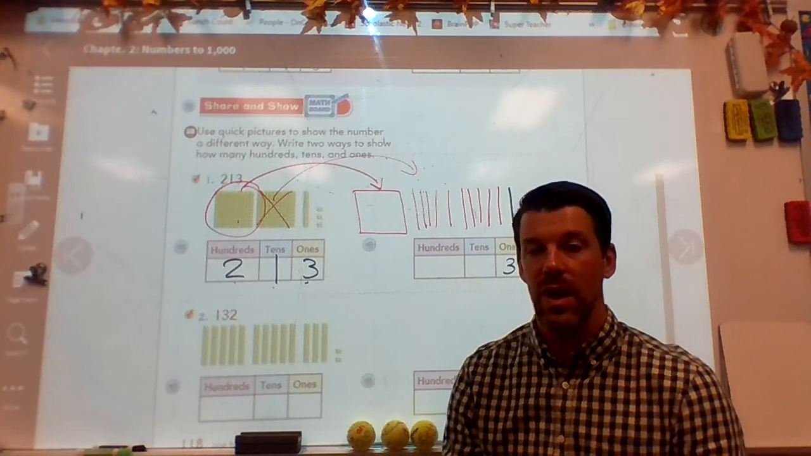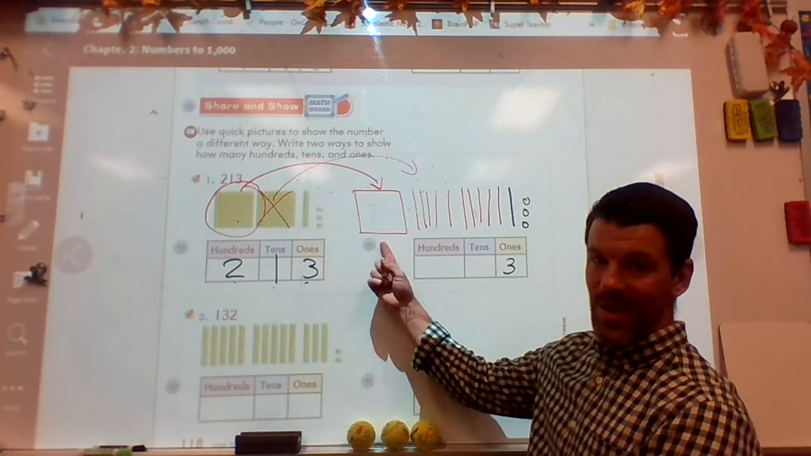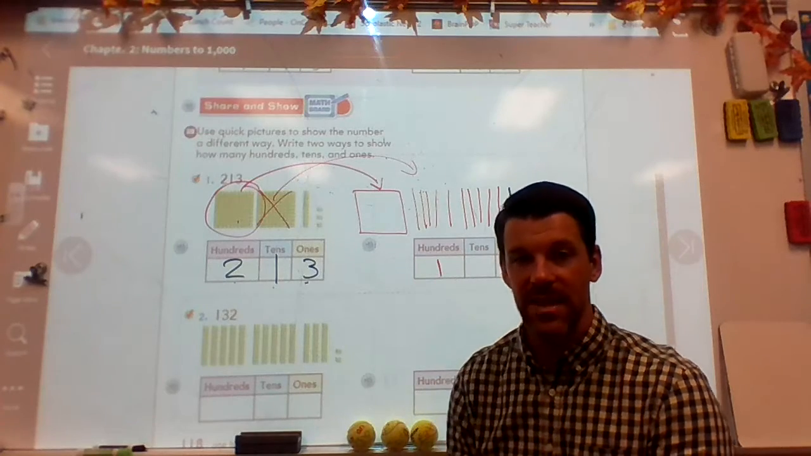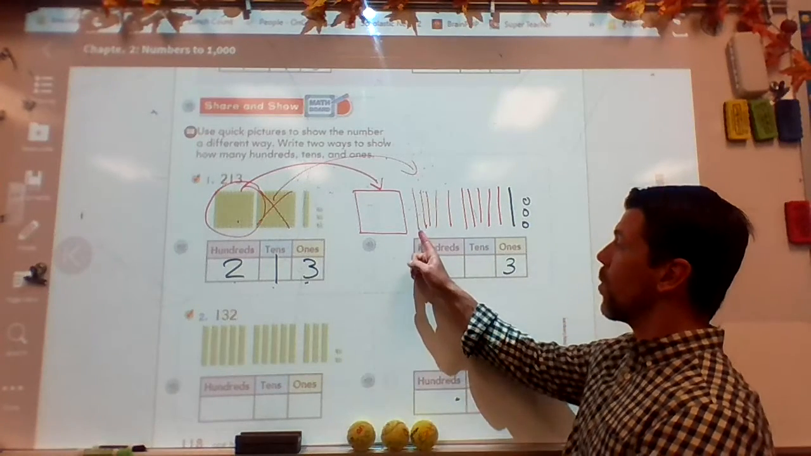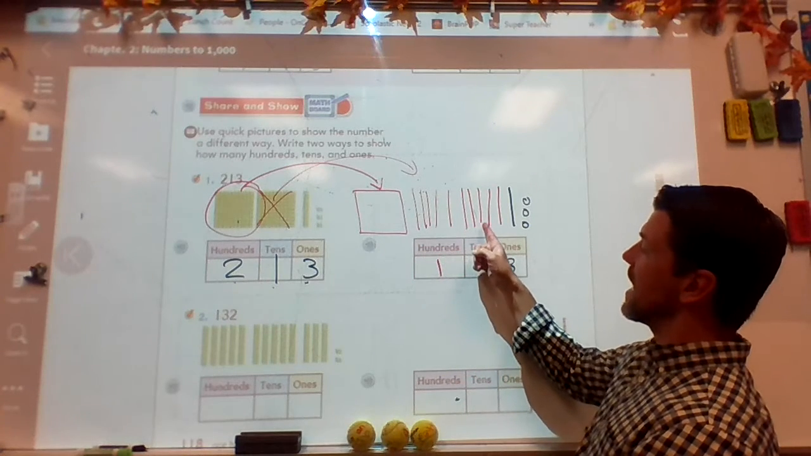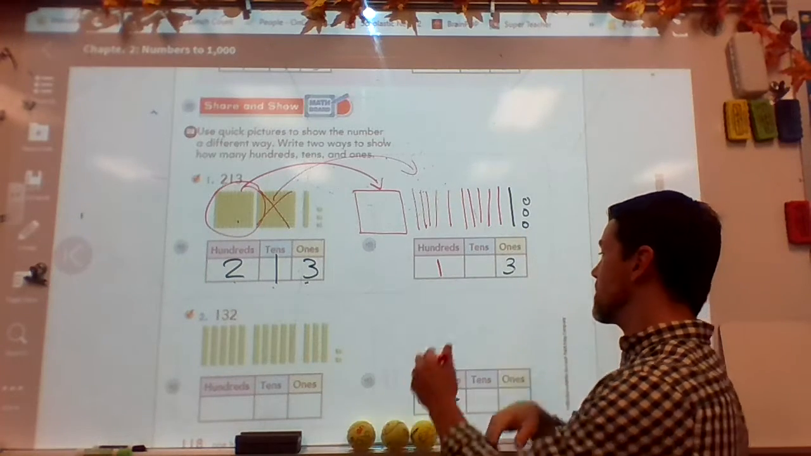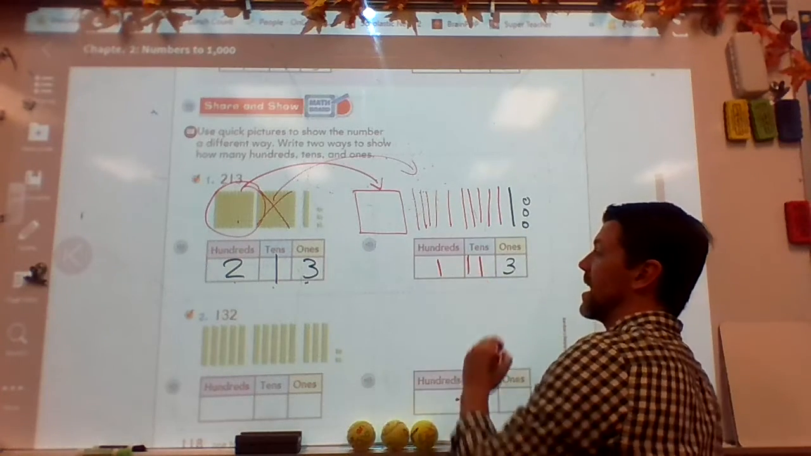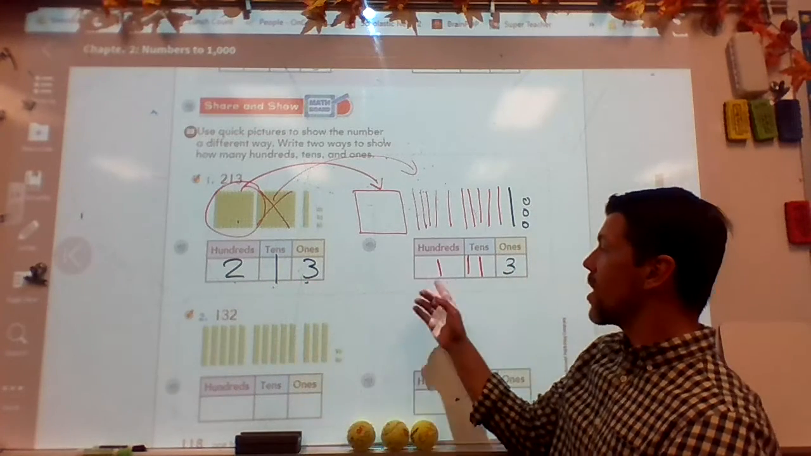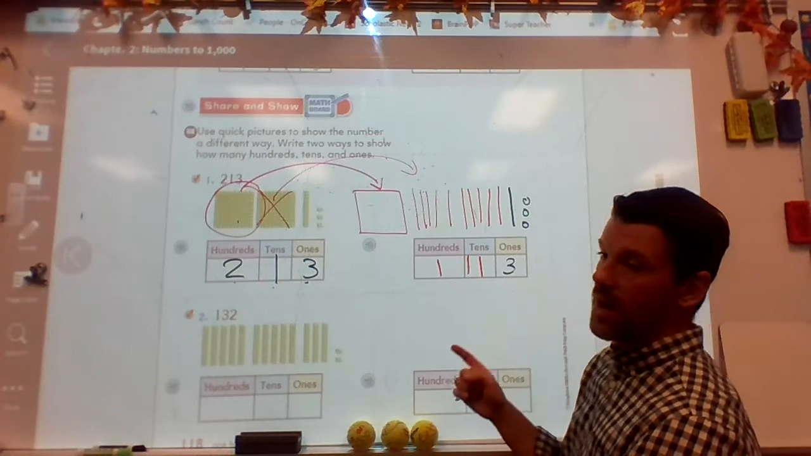So now with our new number that we just wrote, how many hundreds do we have? 1 hundred. How many tens do we have? Let's count them all together, please. 1, 2, 3, 4, 5, 6, 7, 8, 9, 10, 11 tens. So let's write down 11 tens. So 213 is the same as saying 1 hundred, 11 tens, and 3 ones.